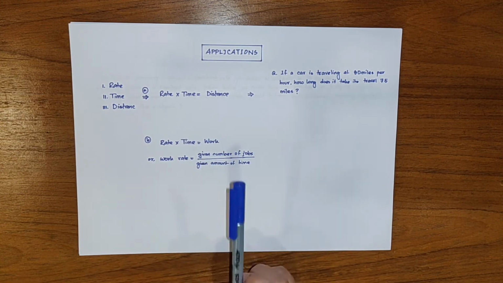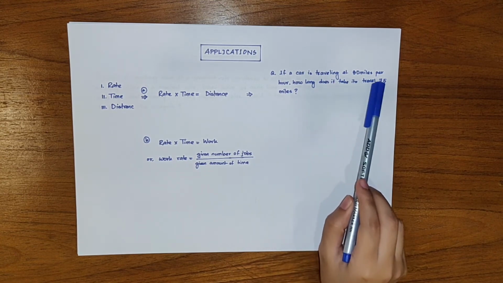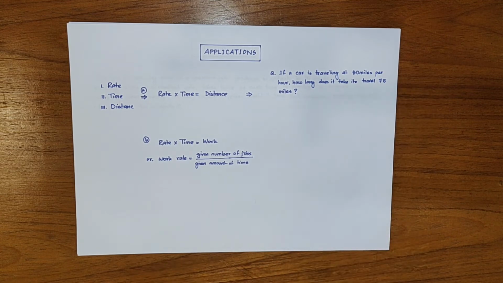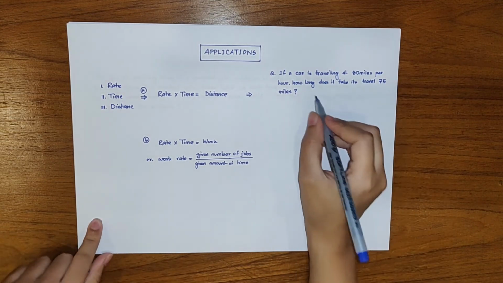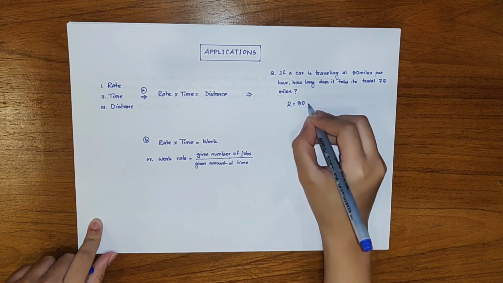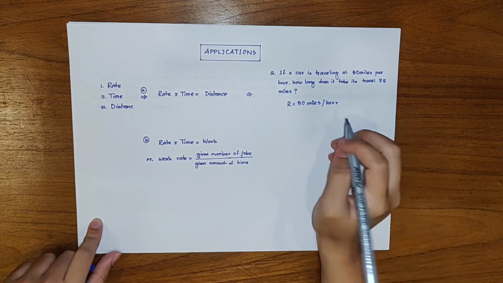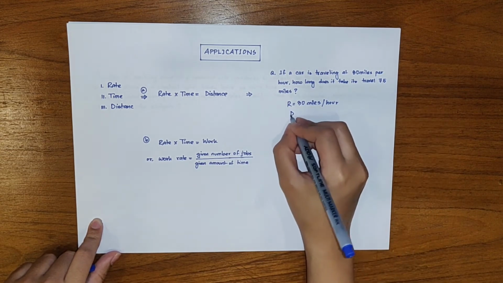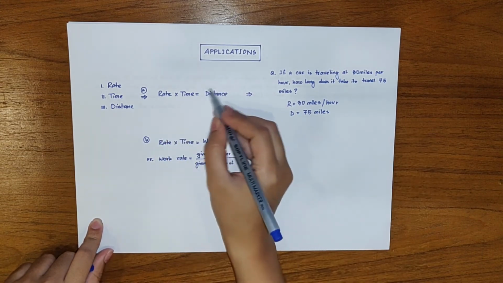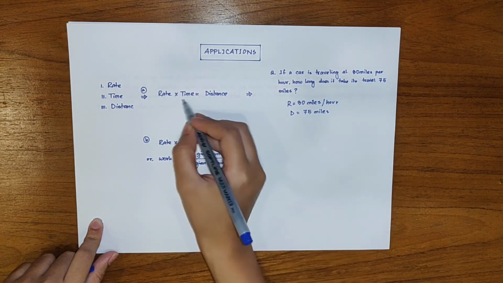Let's see how this equation works in a math problem. If a car is traveling at 30 miles per hour, how long does it take to travel 75 miles? Here, the rate or velocity of the car is 30 miles per hour, and the distance that needs to be covered is 75 miles. So we have the rate and distance. We have to find the time. How long does it take?